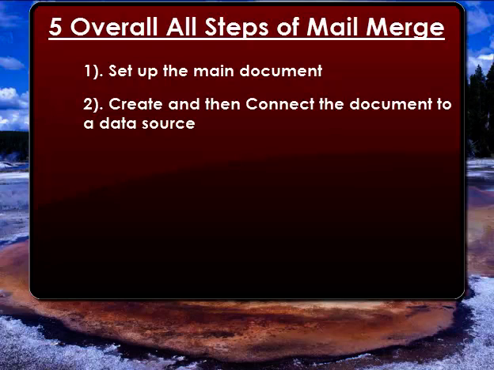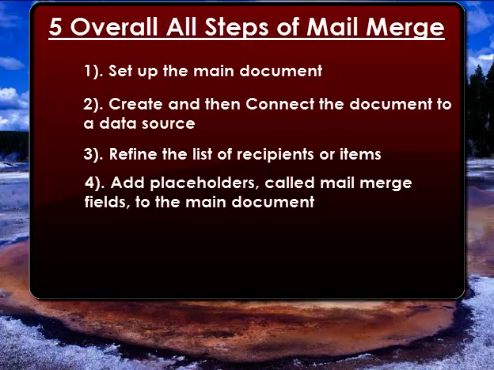Step 3. Refine the list of recipients or items. Microsoft Word generates a copy of the main document for each recipient listed in your data source. If you want to generate copies for only certain recipients in your data file, you can choose which ones to include. Step 4. Add placeholders, called mail merge fields, to the document. When you perform the mail merge, the fields are filled in with information from your data file. And finally, Step 5. Preview and complete the merge. You can preview each copy of the document before you print the whole set.